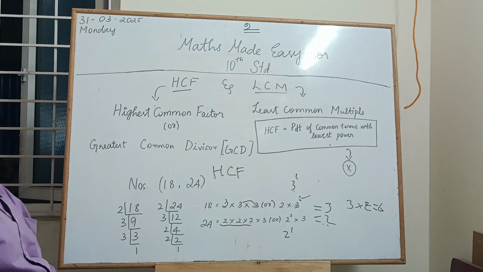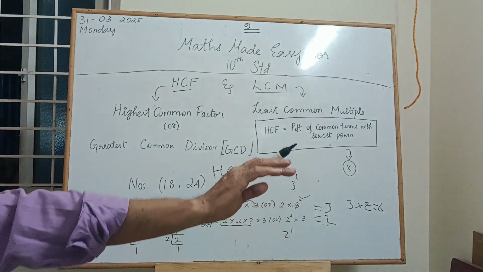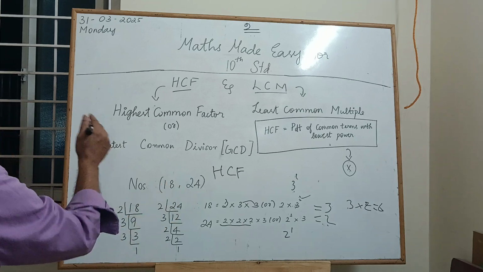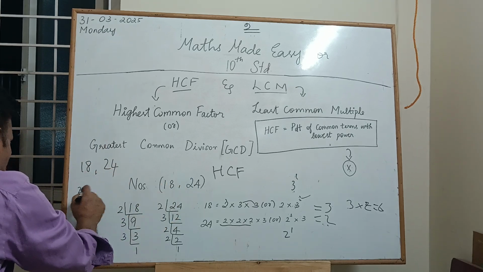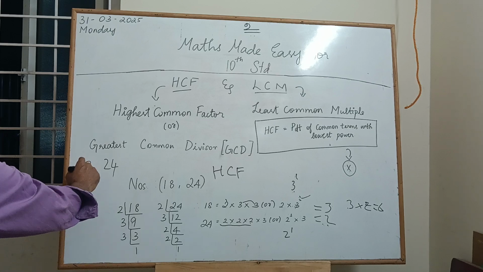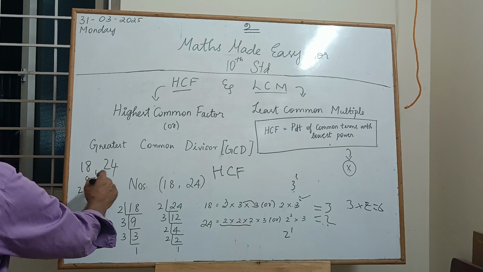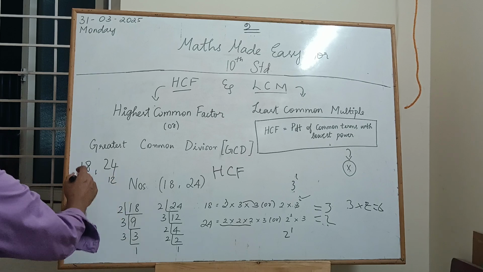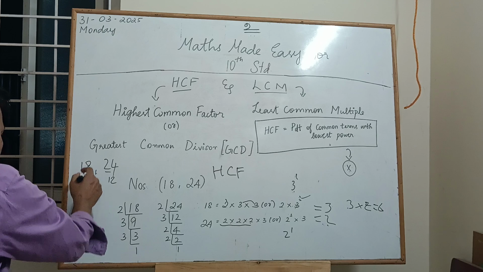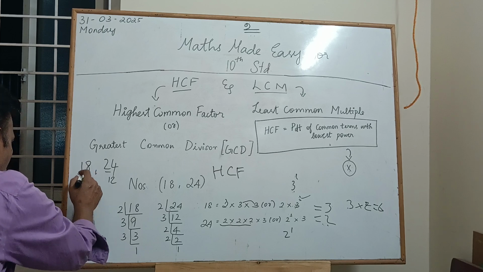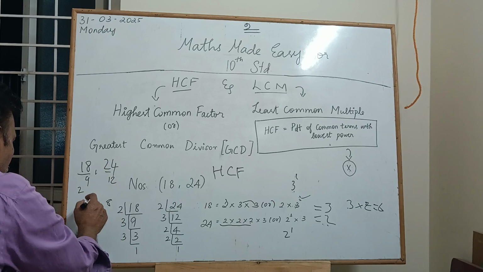So why is it called the highest common factor? Suppose, in this case, 18 and 24 can be divided by 2. 18 can be divided by 2, 24 can be divided by 2, and you will get 9 and 12. The same 18 and 24 can be divided by 3. So it becomes 6 if you divide by 3, and this becomes 8 if you divide by 3.